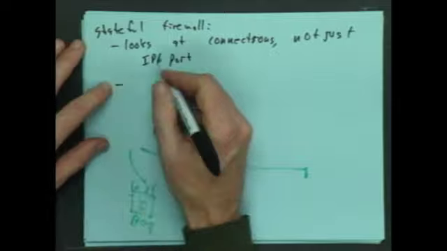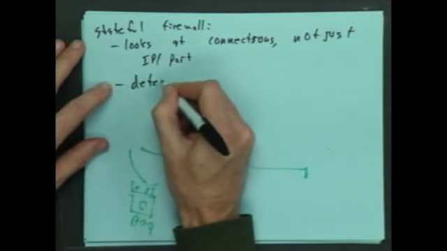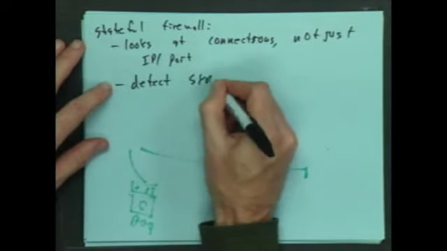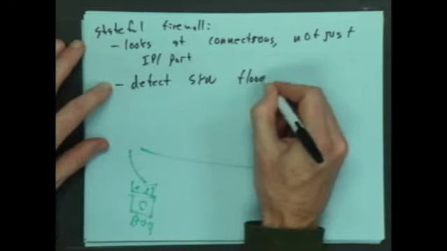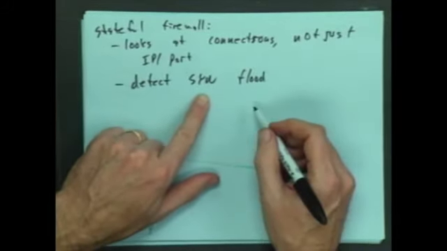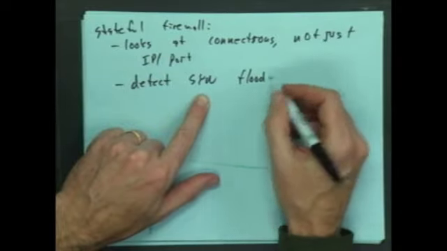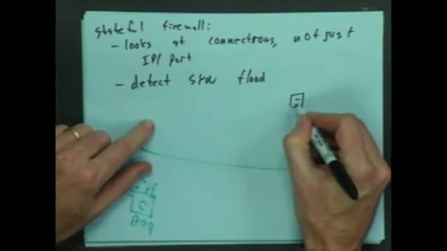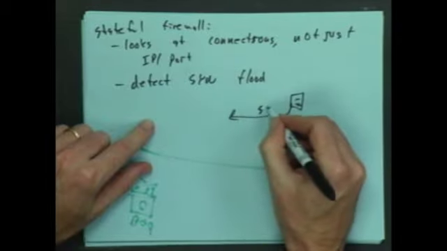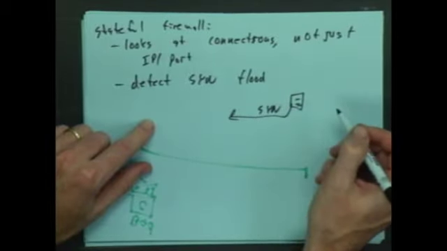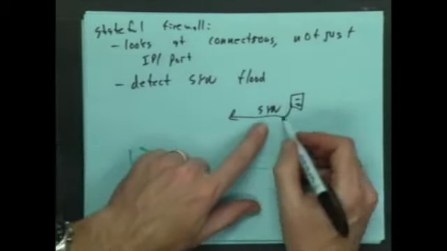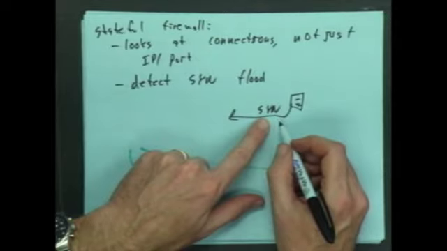So for example, it can detect a SYN flood because it knows what a SYN packet looks like. And it knows that when you send out a connection, it's a SYN packet. Okay? And it'll look and see if that was a SYN.